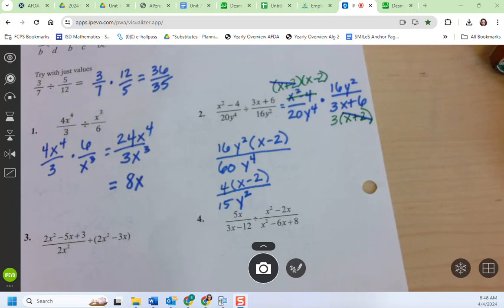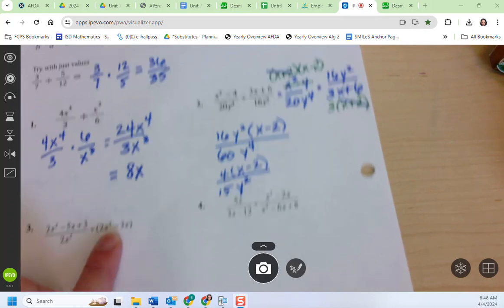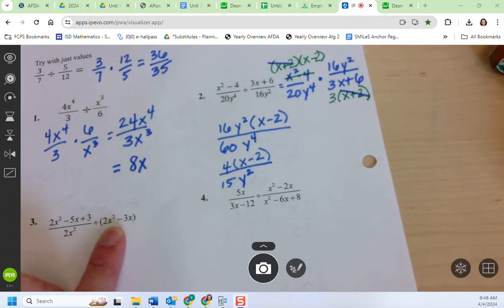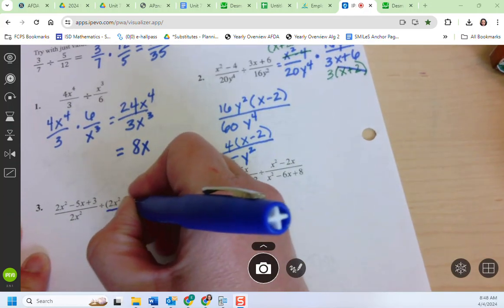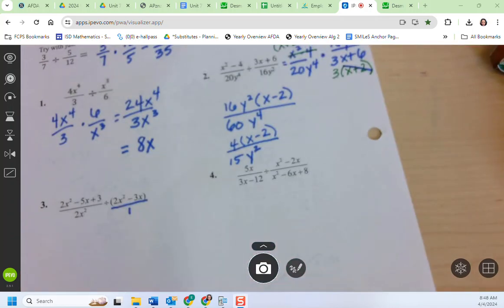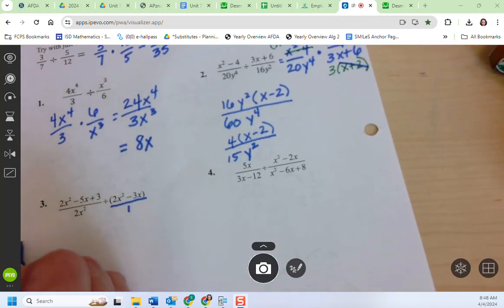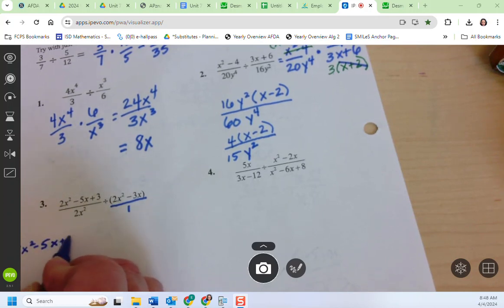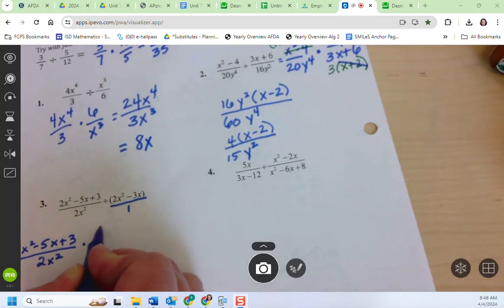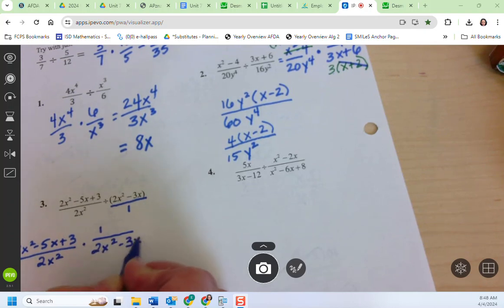All right, let's look at 3. In number 3, we're dividing by this, and it's not a fraction, so how do I flip it? I could put it over what number? 1. Thanks, Layla. All right, so now I can rewrite it: (2x squared minus 5x plus 3) over 2x squared times 1 over (2x squared minus 3x).